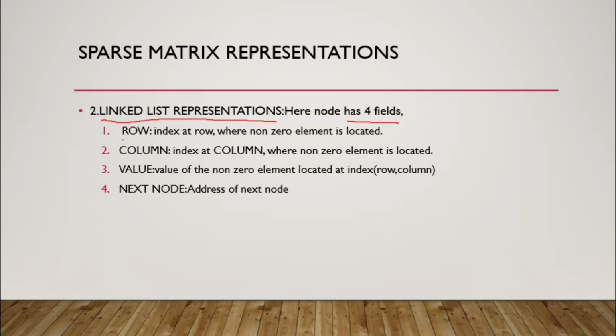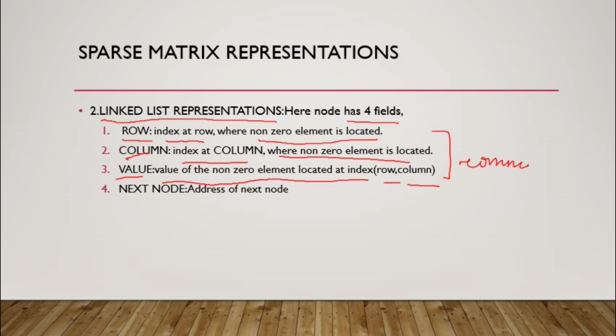First one, common to your array representation, is the row, that is the index of the row where the non-zero element is located. Next one is column, the index of the column where the non-zero element is located. Next one is value, the value of the non-zero element located at index row, column. So these three are common to the array representation.